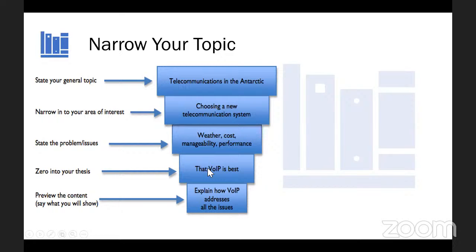But you cannot only claim that this is the solution until you address all the issues related to it. Usually researchers just say that this is the solution to the problem. If you say it like this, it's not the answer to the question. You have to explain how this thing is addressing all the issues related to the topic. So this is an easy example of narrowing down your topic.